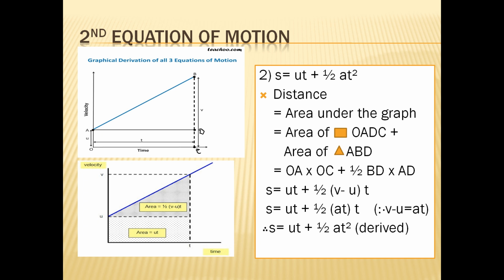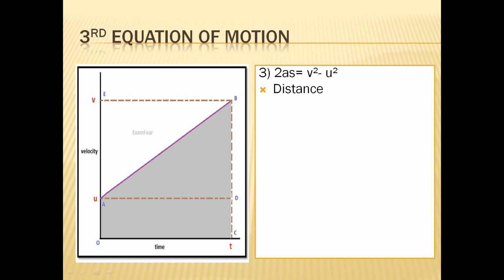Now we will derive the third equation of motion. For the third equation of motion, the graph will remain the same. Here also we are finding out, as I told you, distance. Here we will use the formula of the area of trapezium OABC. Now what is the formula of a trapezium? It's half into the sum of parallel sides into height. Here it is half into the sum of parallel sides, OA plus BC, into height. We can take it as OC or AD.